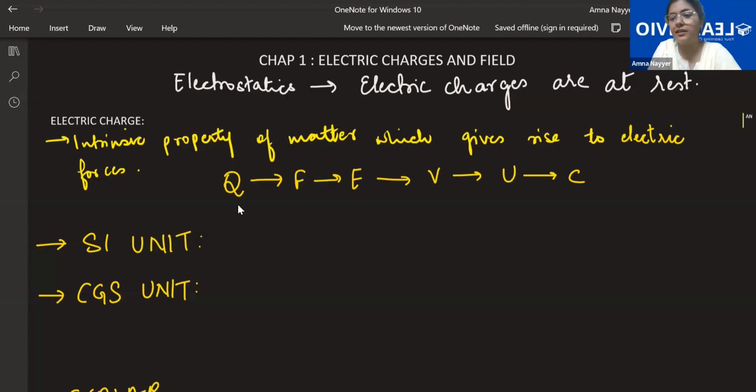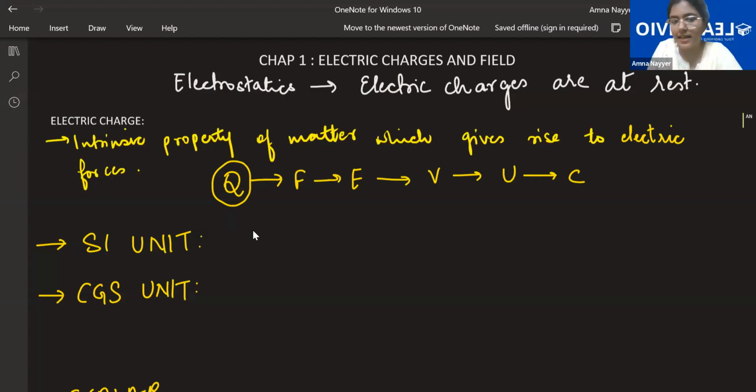Then the charge begins its motion and you have current in your system. Current gives rise to magnetic field, magnetism and matter, and then electromagnetic induction combined. So many things are there, but how did it start? It started with this single quantity, electric charge. So it is the fundamental quantity of your entire electrostatics. That is what you need to know.